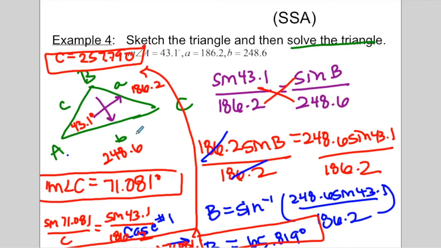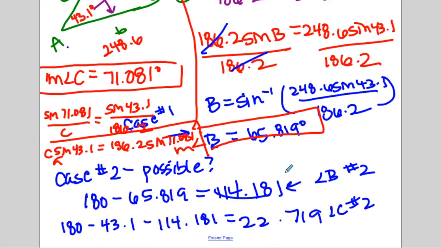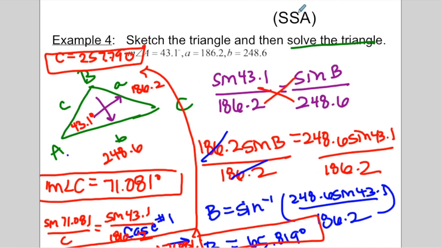However, in this case here, we found B, which was 65.819. 180 minus that value is 114. Is it possible to have a triangle that has 114 and another angle of 43.1? Yeah, the angle would be acute. It'd be 22.719, but it is possible. Okay. So you need to be aware that there could be 2 triangles, and the only time that can happen is when we have side-side angle, and that's how you can check.